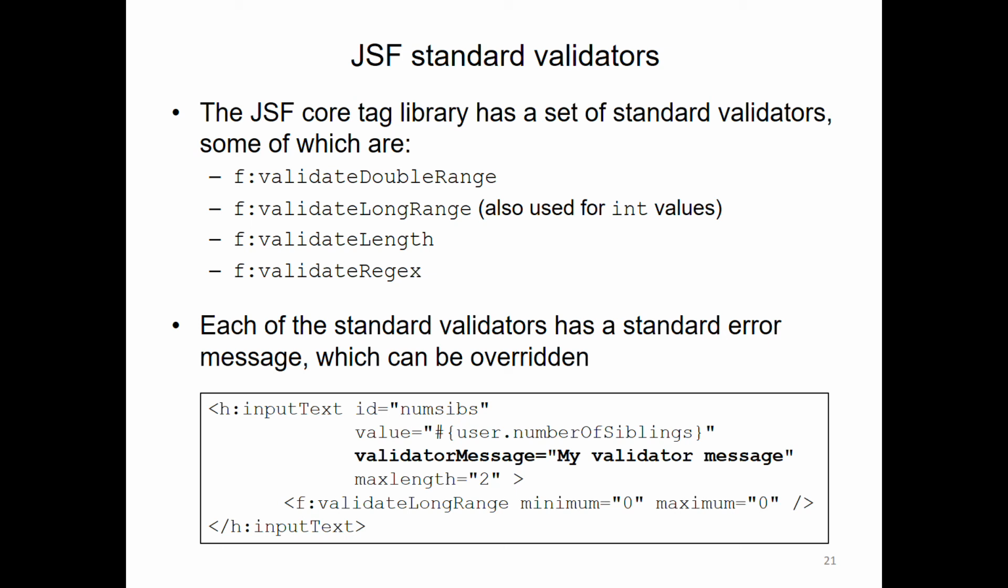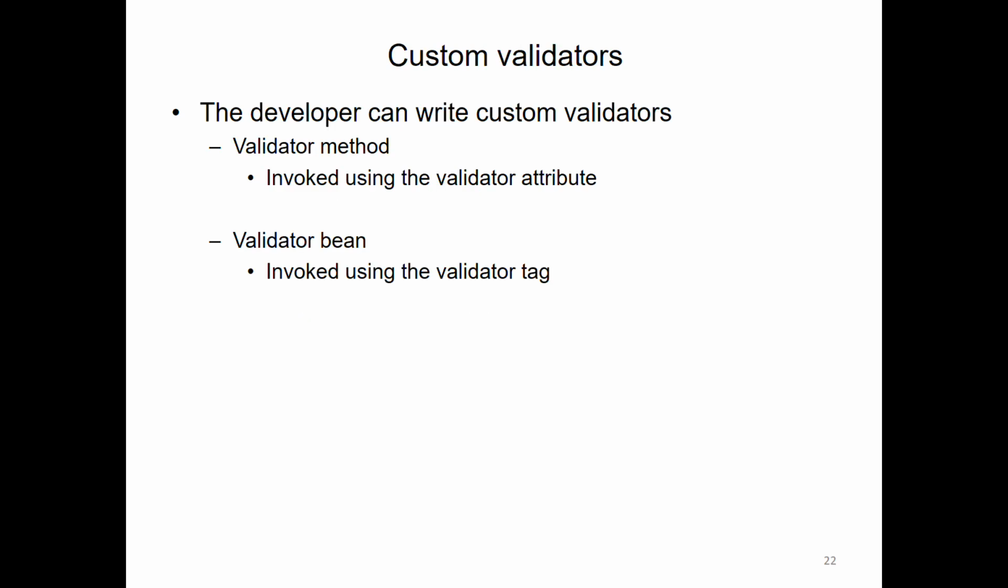So we could have a validator message, and we can nest a validator tag specifying the various attributes. So for example, if we're validating for range, we'll have a minimum and a maximum attribute with some values. And this tag will automatically check the value that's been typed by the user to make sure that it's in between those limits. We can also write our own custom validators in one of two ways.